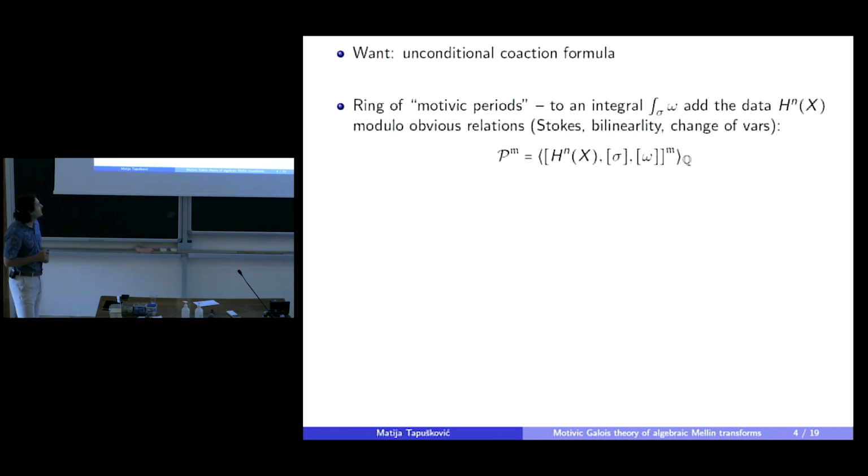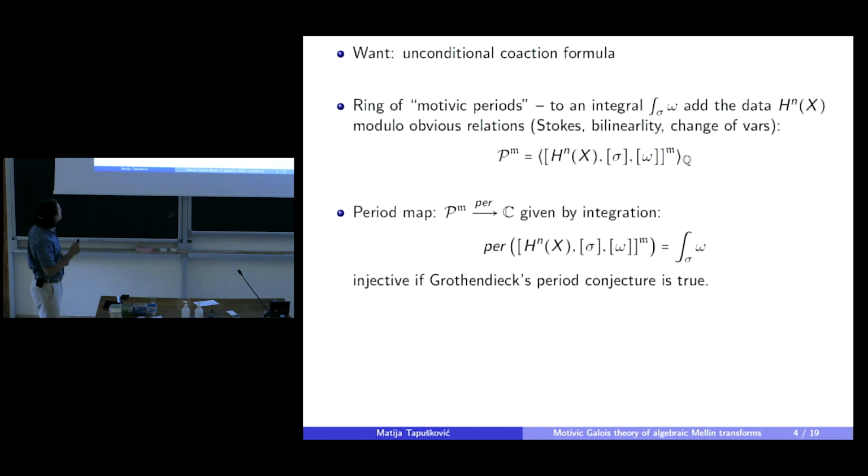The ring of motivic periods is a Q-span of triples like this. Again, we should think of this thing within the square brackets as the integral up here with the added data of the cohomology of X. It comes equipped with a period map, which just takes a triple like this and integrates omega over sigma. If Grothendieck's period conjecture is true, this map, this homomorphism of rings, should be injective.